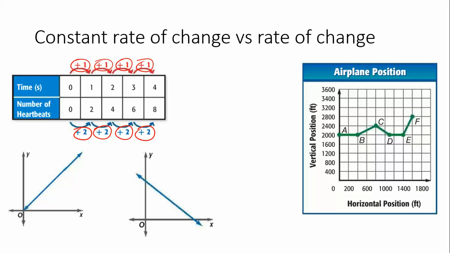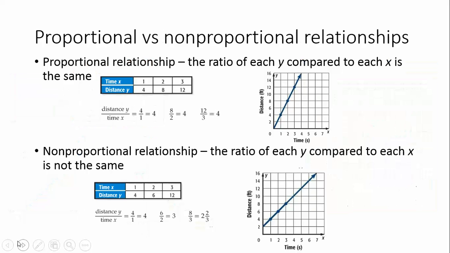So you can tell by looking at a graph if the rate of change is constant by if it's a straight line. You can tell by looking at a chart if the change in the x is constant and the change in the y's is constant. Over here on the right, again, we don't have a straight line of any kind. It's an up and down segmented line. So that is not a constant rate of change, but it still does have a rate of change because it's changing from point to point, A to B, B to C, C to D, D to E, and E to F.